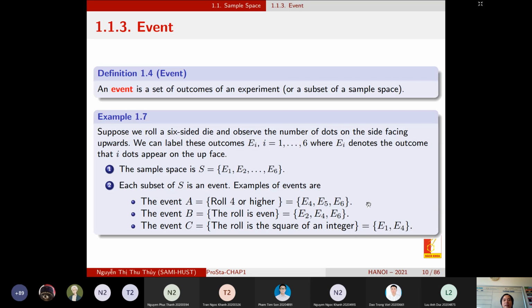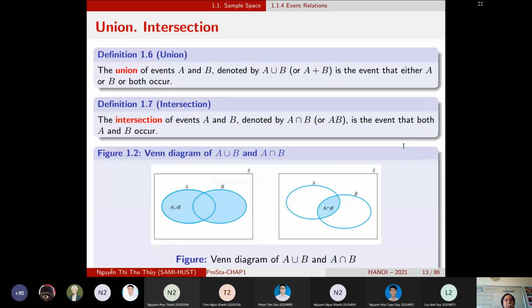So A and B, are they mutually exclusive? Can you tell us, no or yes? No. Why are they not mutually exclusive? Because they have the same element. Yes, they have common outcomes, E4 and E6. That means they can happen at the same time.